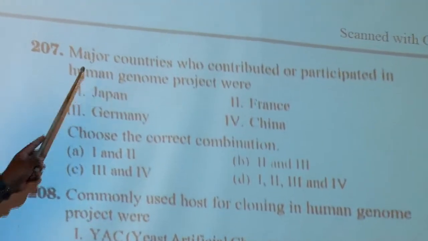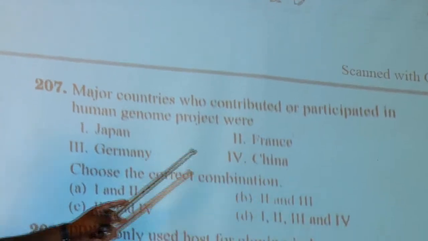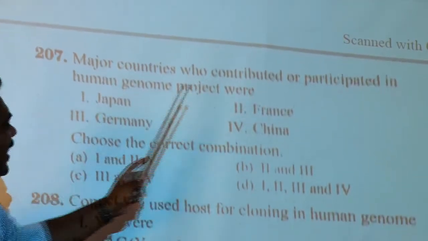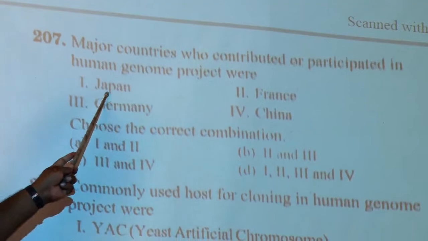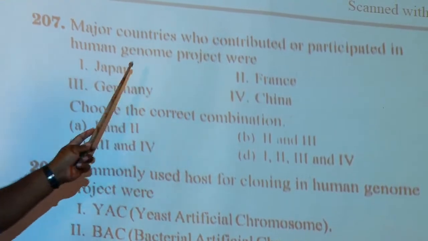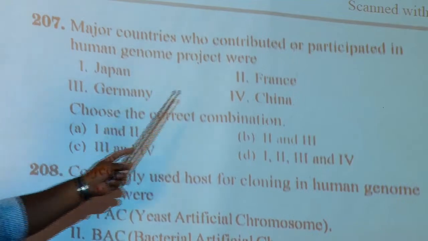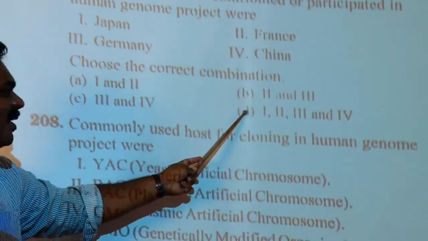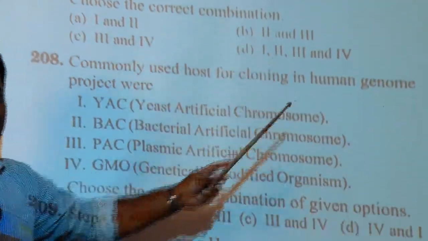Major countries who contributed to participation in the Human Genome Project were India. So we are not there here, right? Japan is there, yes. France is there, yes. We don't have money. Germany is there. China is there, yes. So all 1, 2, 3, and 4.